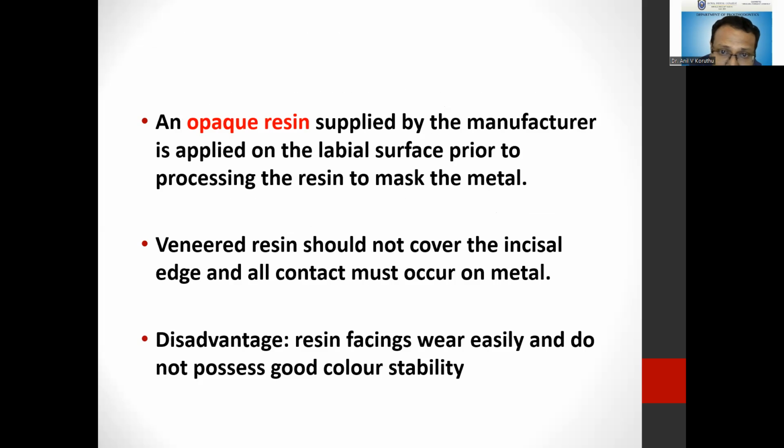So there is something known as opaque resin. Opaque is supplied by the manufacturer to be applied on the surface of the metal prior to doing the ceramic work. As the name suggests, the opaque is going to mask the visibility of the metal, and it aids in restoring the color when they do a ceramic buildup.